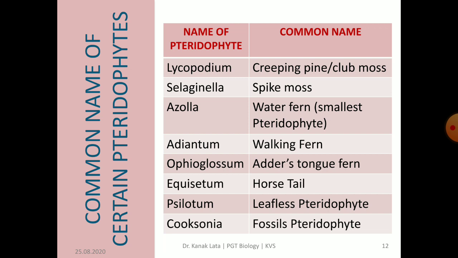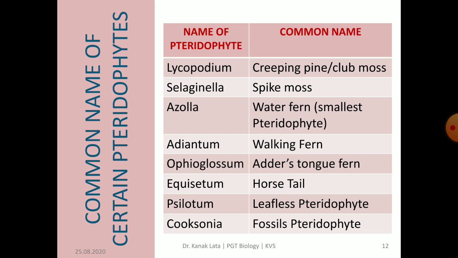Now, the last topic of this session is about common names of different pteridophytes. So, let us see. First is Lycopodium, which is commonly called creeping pine or club moss. What are they called? Creeping pine or club moss. Selaginella is commonly called spike moss. Azolla is called water fern and it is the smallest pteridophyte. So which is the smallest pteridophyte? Azolla is the smallest pteridophyte.